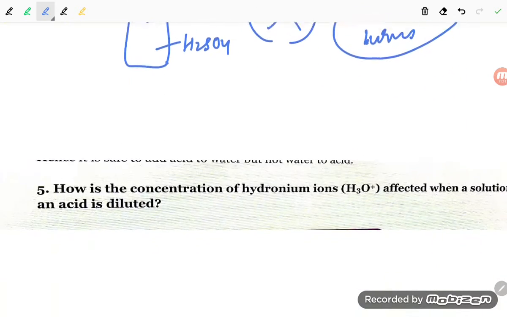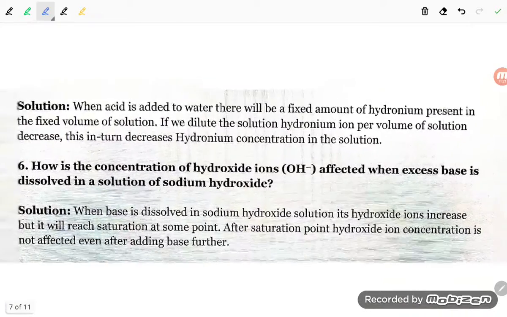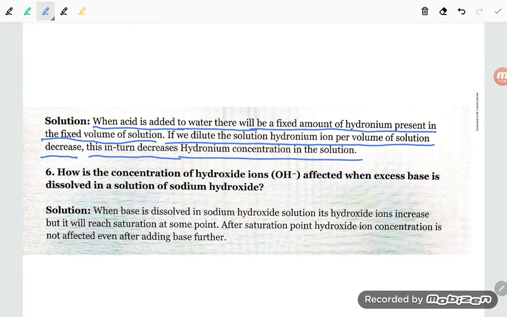Okay, next question, student: how is the concentration of hydronium ion affected when an acid solution is diluted? Okay, student, so read out the point. When acid is added to water, there will be a fixed amount of hydronium ion present in the fixed volume of solution. If we dilute the solution, hydronium ion per volume of solution decreases. This in turn decreases the hydronium ion concentration in the solution.